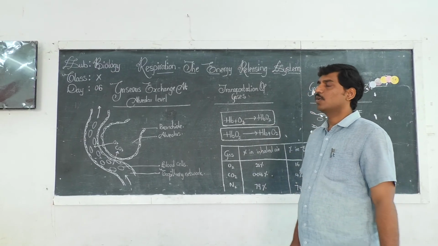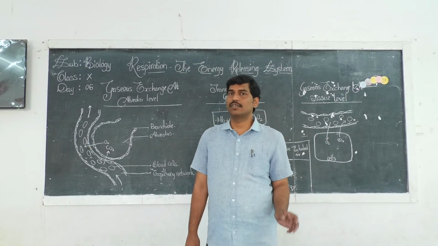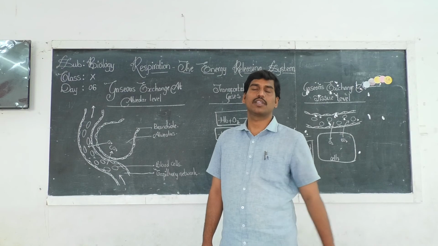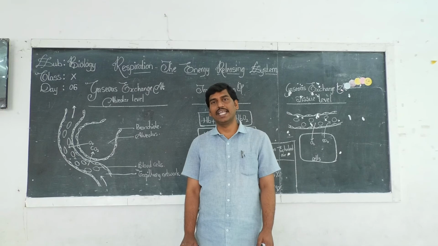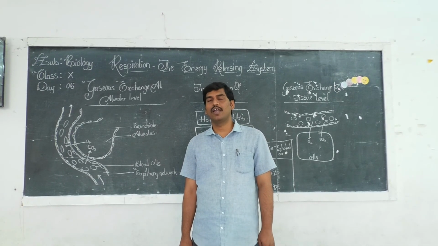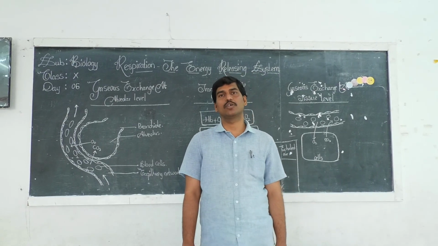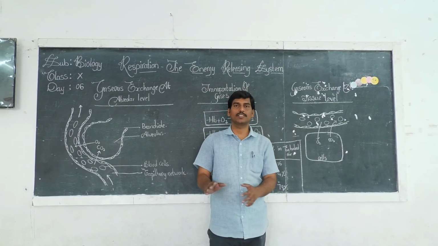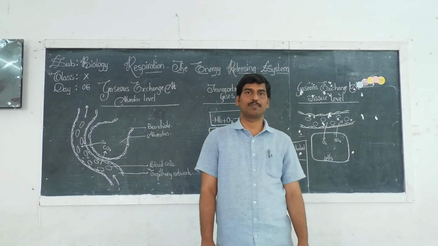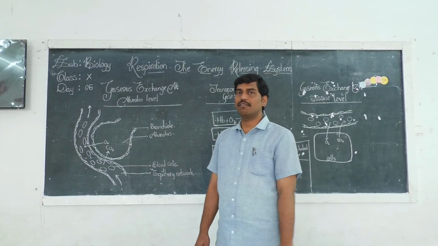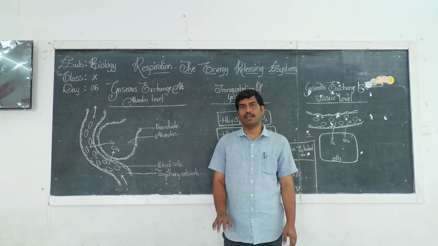So children, in the last class you were given a home assignment to write about the mechanism of respiration and to write down the differences between inhalation and exhalation. In the previous class, we learned about the mechanism of respiration. We have learned about breathing as well as respiration. And we have seen there are 5 main events which play an important role in respiration.